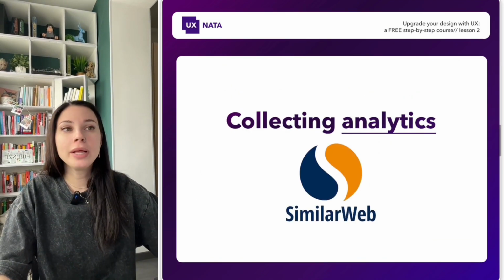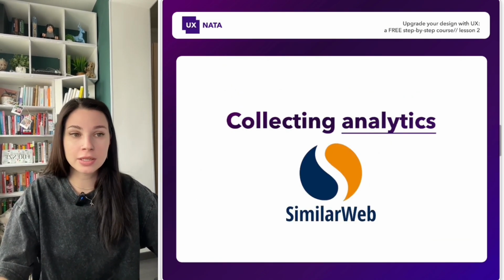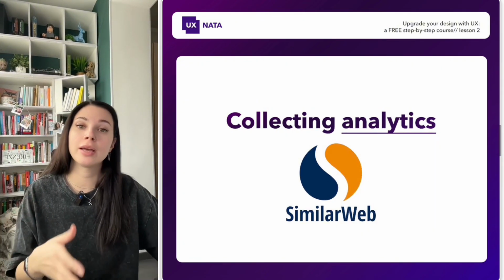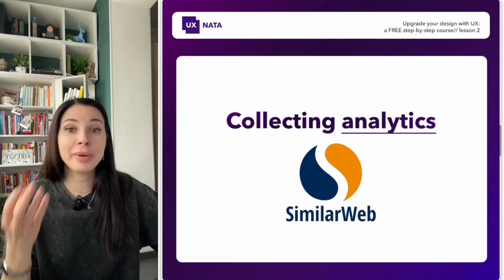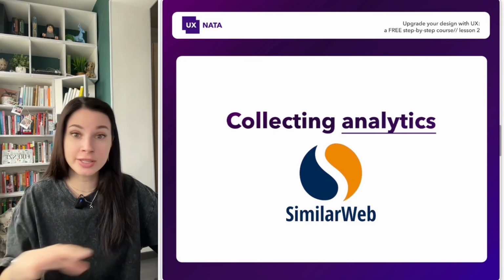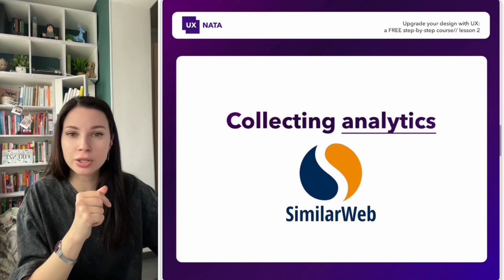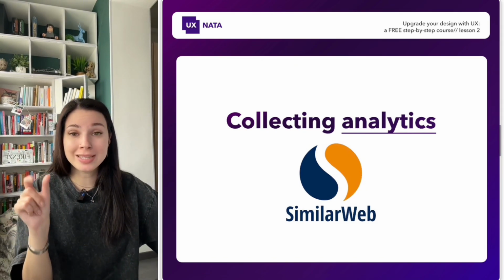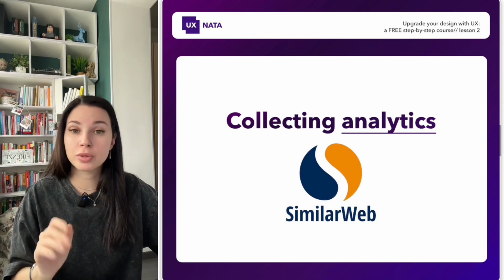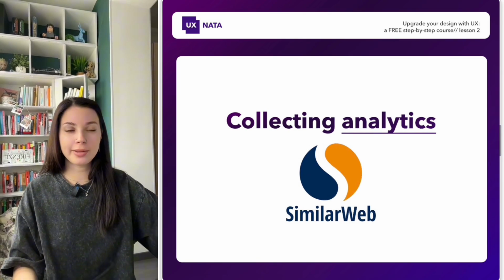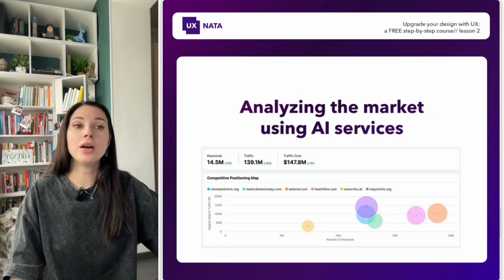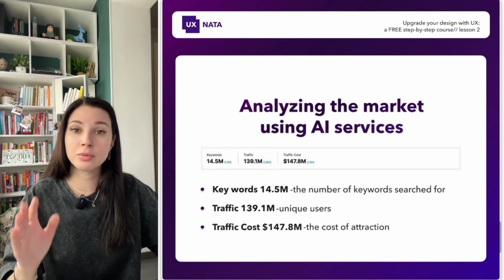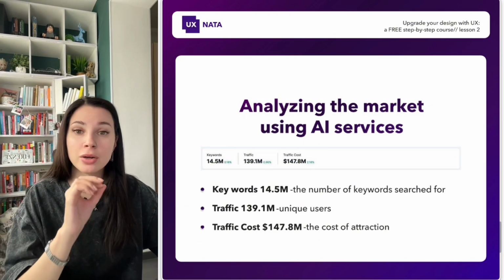Then we will collect analytics. SimilarWeb is one of the best tools to collect data and compare data with your competitors at the same time. The trial version could be really useful for, of course, limited data, but very important and useful data, actually. So, analyzing the market using AI services also. We can use SimilarWeb, and SimilarWeb has different AI solutions.